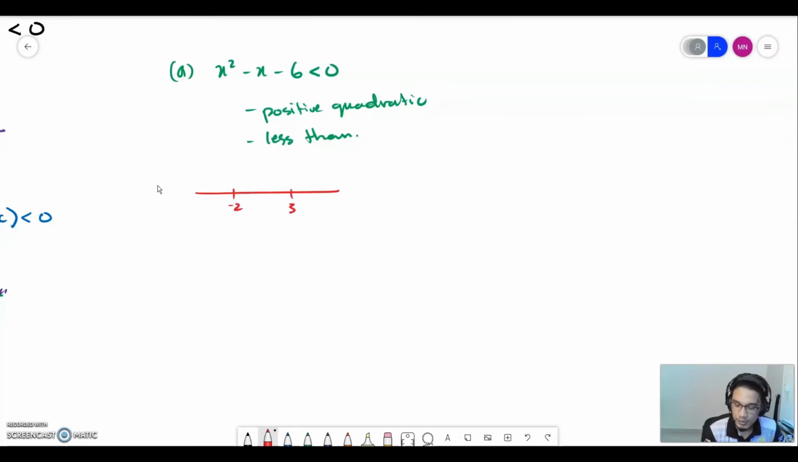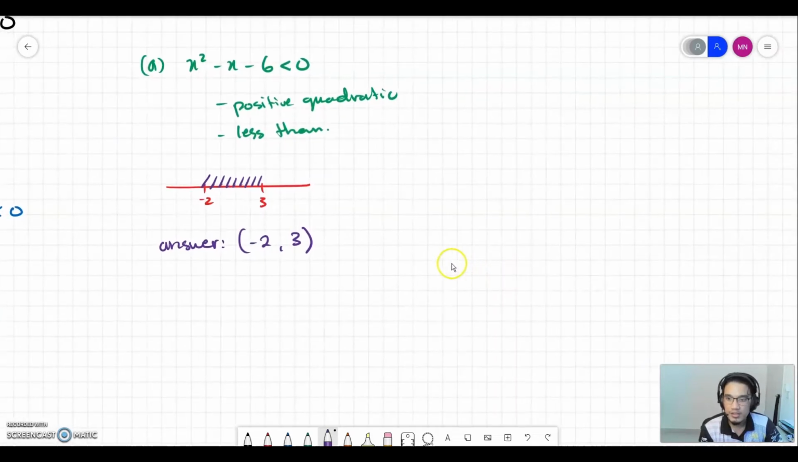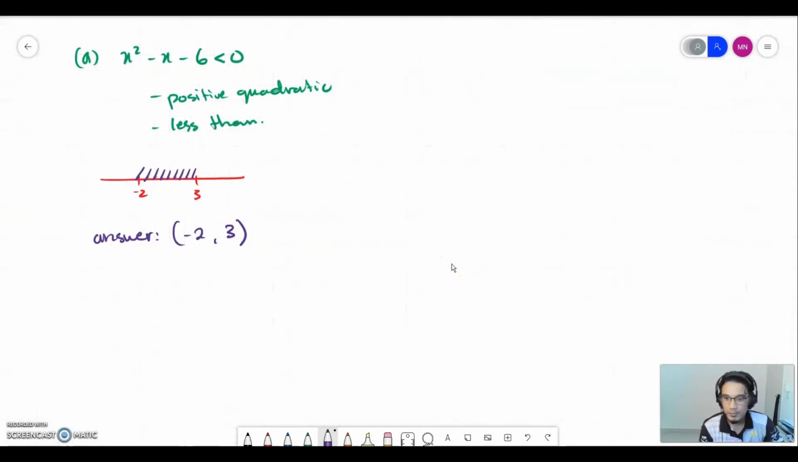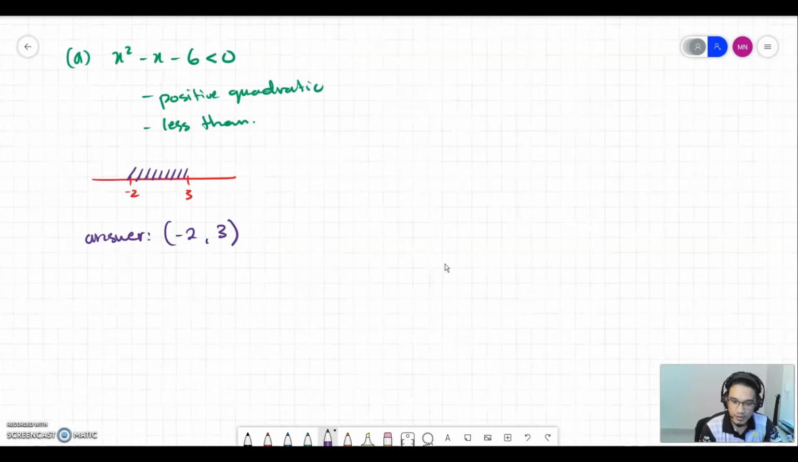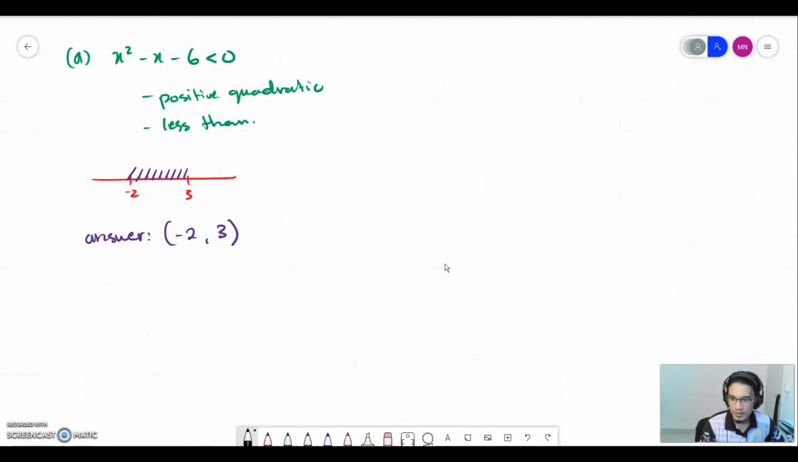Okay, you can factorize the equation. So then the shaded region will be at the inside of the curve. So that means it covers from -2 until 3. So our answer from here is that -2 until 3. Okay, you have to read the equation, whether it's positive or negative, whether the symbol is bigger than or less than.